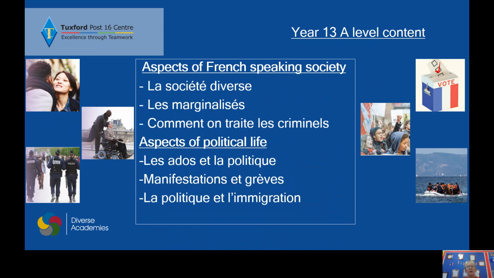So we move on to year 13, the content of the second year of the course, and we find you've got another 6 topics to add on to the 6 you did in year 12. So we've got La société diverse, diverse society, Les marginalisés, people who are marginalised in society, Comment on traite les criminels, so how criminals are treated, and then the more political topics are Les ados et la politique, so adolescence and politics, Les manifestations et les grèves, which is about demonstrations and strikes. And the last topic is La politique et l'immigration, which is politics and immigration. So the topics that you move on to in year 13 are a bit different from the ones you did for GCSE, and they're a bit more leaning towards current events and current affairs that are going on in French-speaking countries.